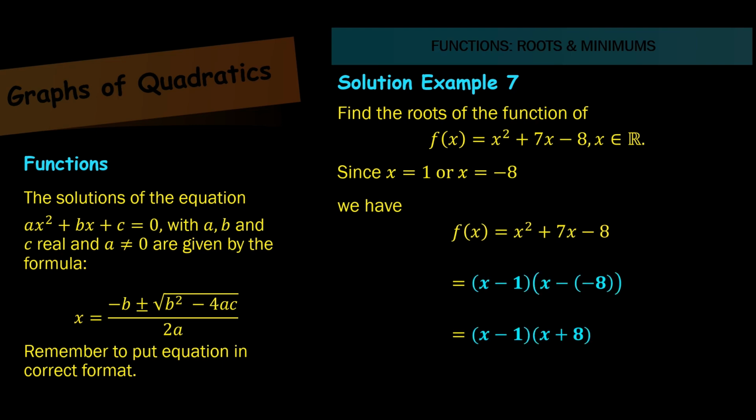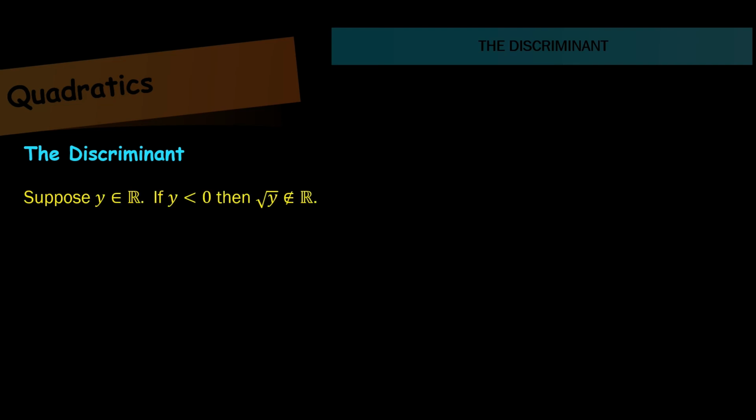In this part of the session, we will explore the number of roots a quadratic has. We begin by looking at the discriminant, and especially why it's so important. Now, if y is a member of the real numbers, and it's less than 0, then root y is not a member of the real numbers.